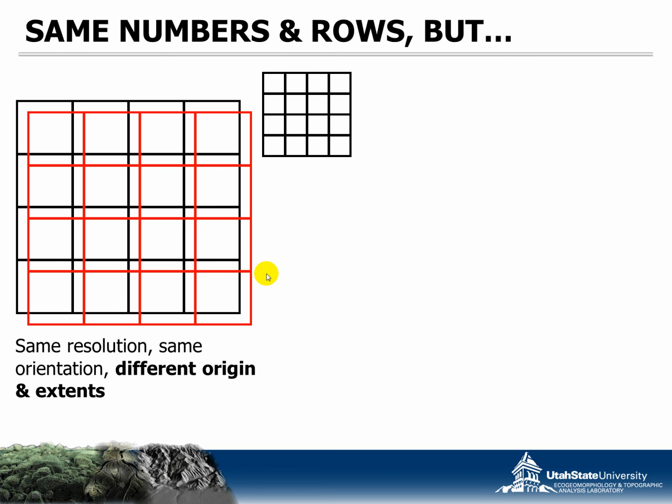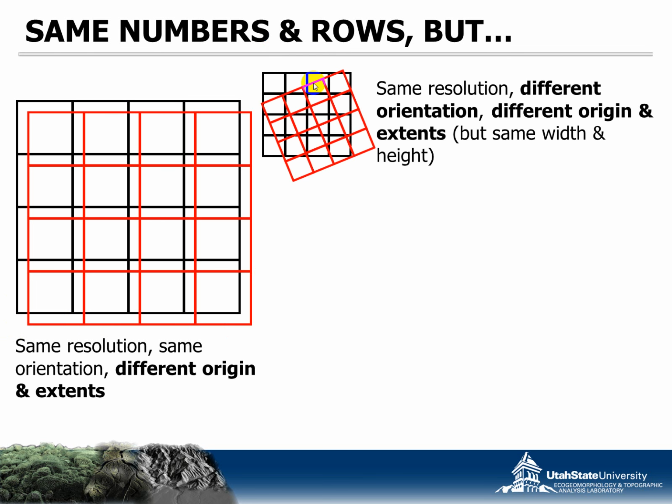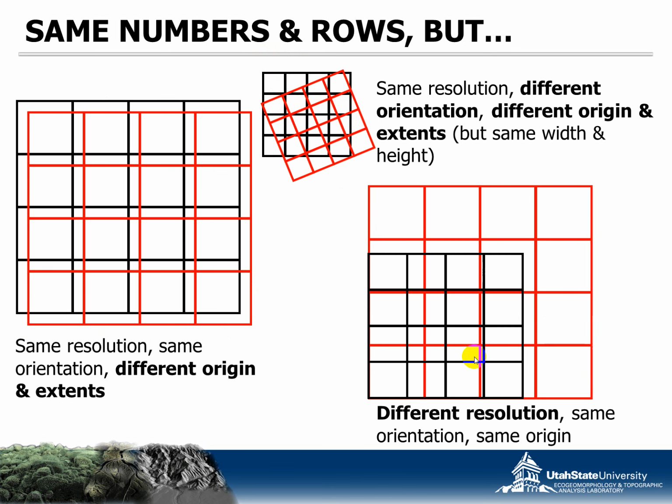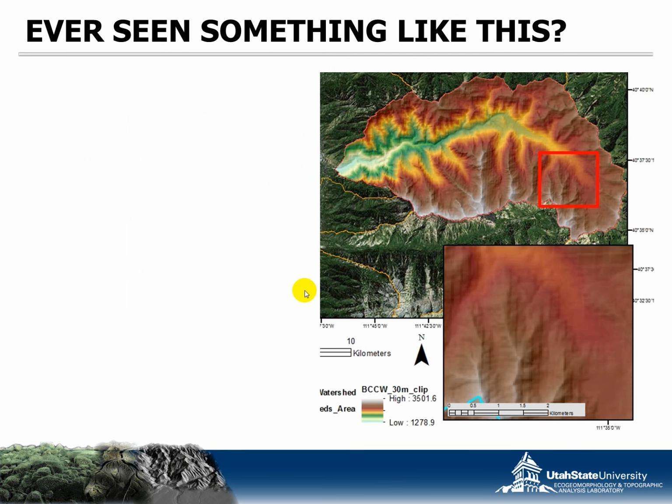Another scenario I could have is where I've got the same number of rows and columns, but this time their orientation is shifted. Another scenario, I've got the same number of rows and columns, the same origin in this case, or lower left corner, but I've got a different cell resolution, and so now I've got different extents. And so these are all examples of ways in which grids are not concurrent. So where does this matter?